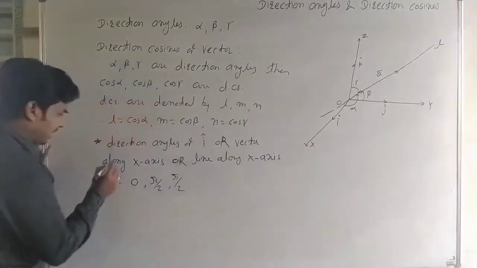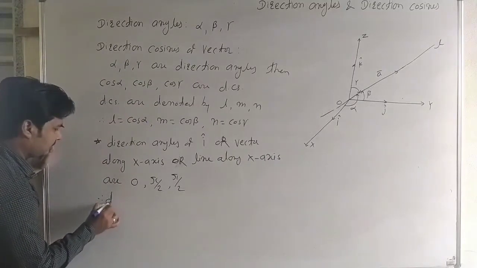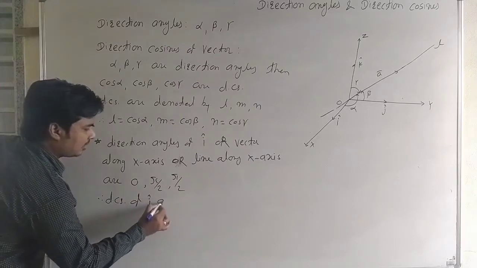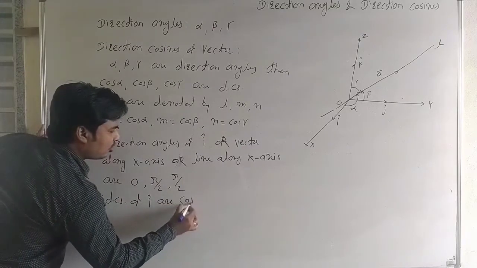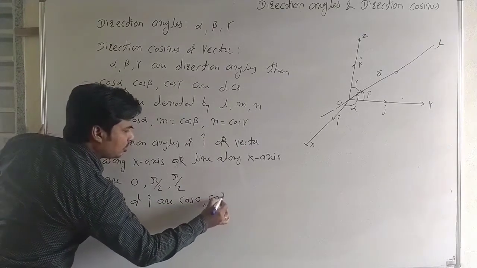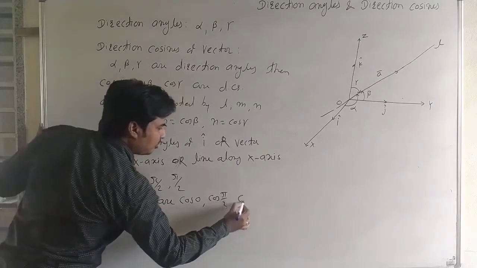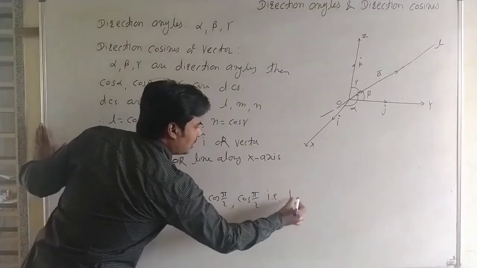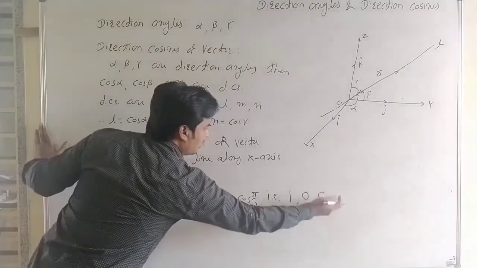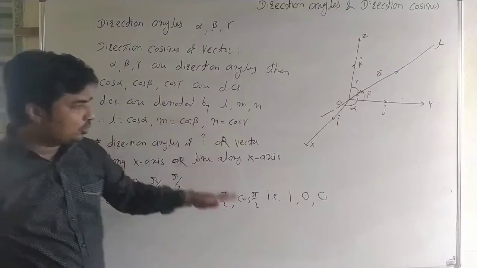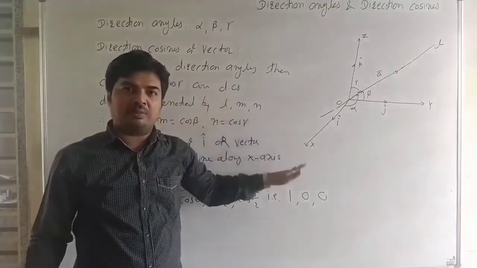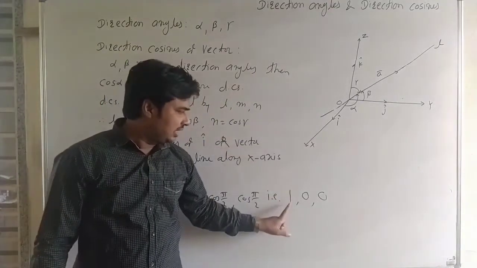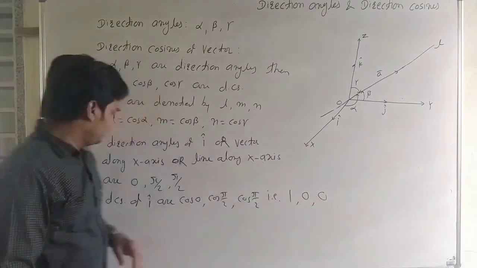Therefore the direction cosines of i cap are cos 0, cos pi by 2 and cos pi by 2, that is 1, 0 and 0. These are the direction cosines of the vector i cap, or a vector along the x axis or a line along the x axis. It is 1, 0, 0.